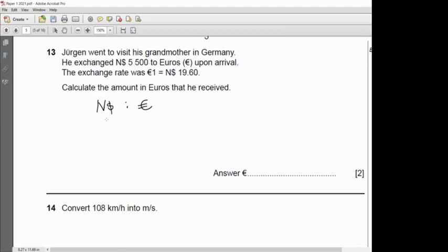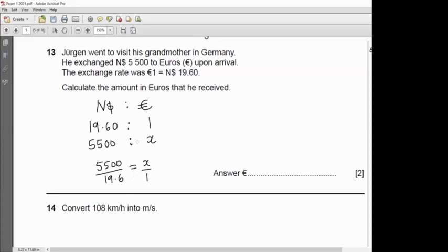Okay, and we are told that 1 euro is equivalent to 19.60 Namibian dollars. And he had 5,500 Namibian dollars, and we want to work out how many euros that is equivalent to, so we can put an X. So we can now convert this ratio to fractions. So we say 5,500 over 19.60. We don't need to put the 0 because it comes after a decimal. This is equal to X over 1. Now we know that X over 1 is just equal to X.